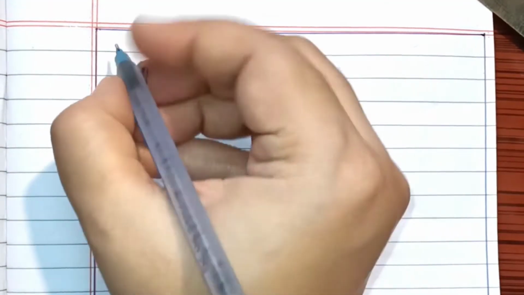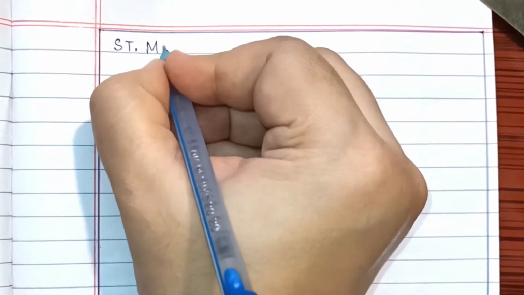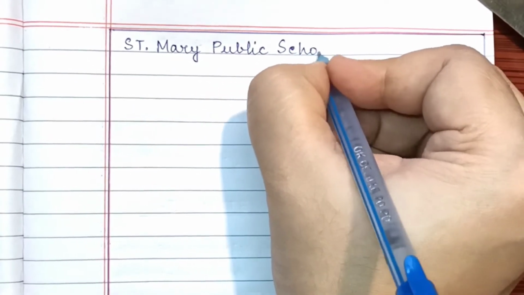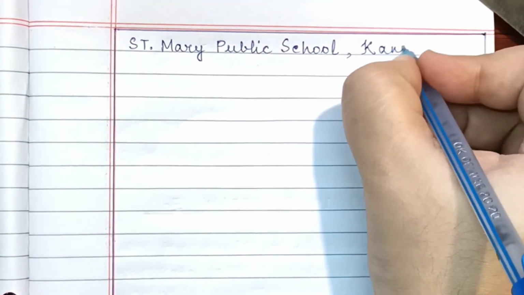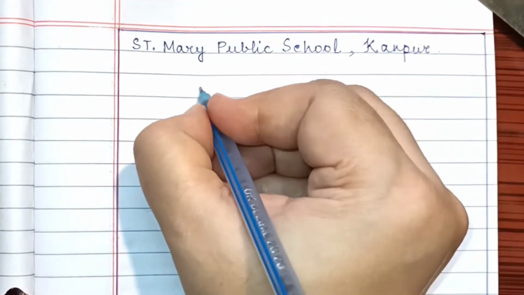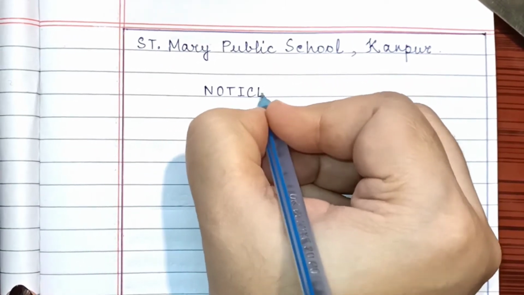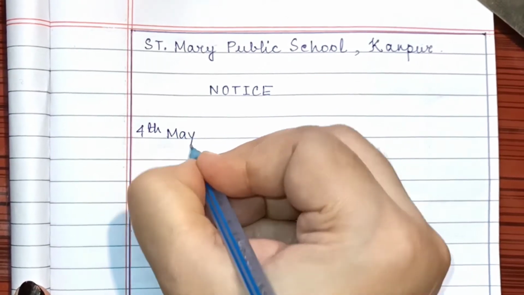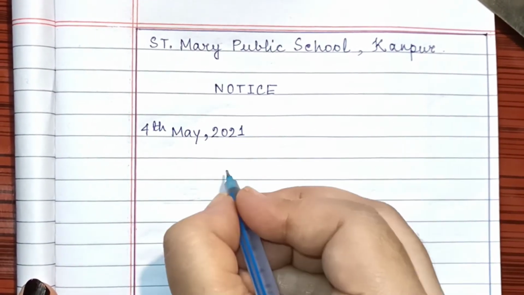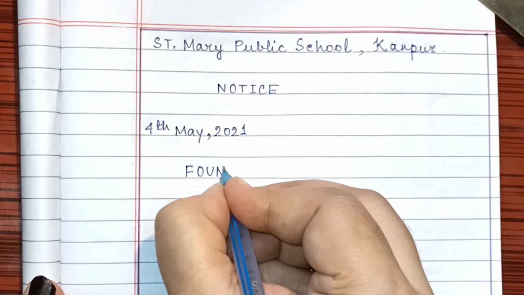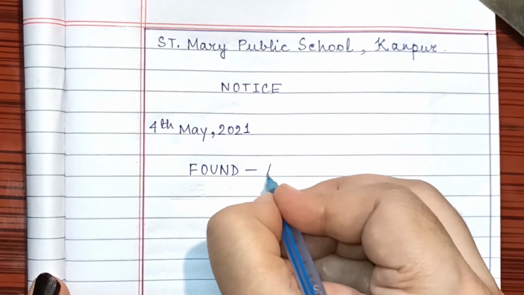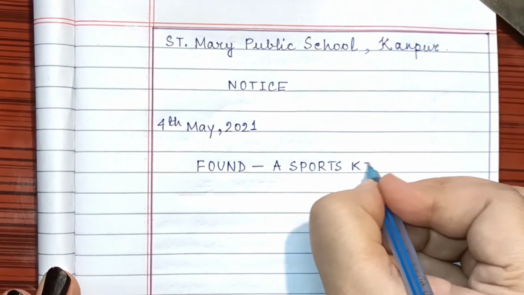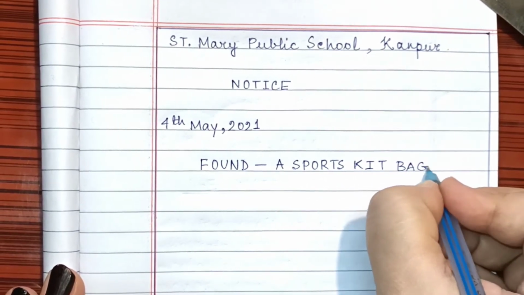Draw a box, put your notice within the box, write down the name of the organization issuing the notice. Here the issuing body is St. Mary Public School, Kanpur. Leave a line and write notice in block letters. Leave another line and write down the date very clearly. After that, leave a line once again and write down the heading, the topic, the subject, and write a very catchy heading. What is the notice about?